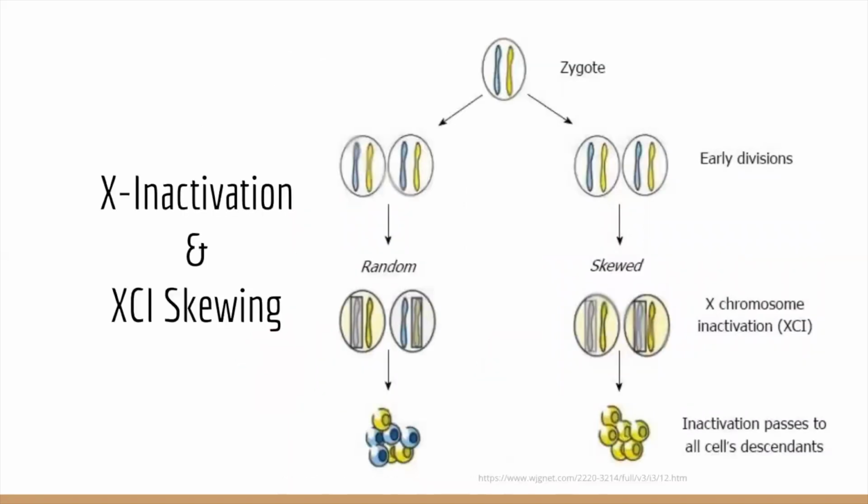Recently, scientists have become interested in studying X inactivation in female twins. Because females are born with two inherited X chromosomes, one from mom and one from dad, X chromosome inactivation, or XCI, has to occur to transcriptionally silence one of the X's. This is a random process that occurs during embryogenesis and is maintained during cell replication.